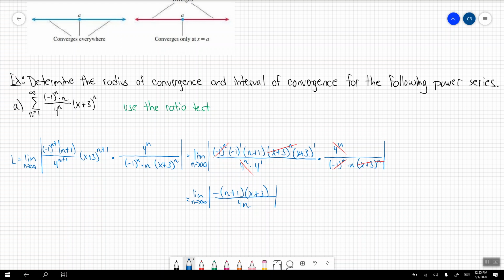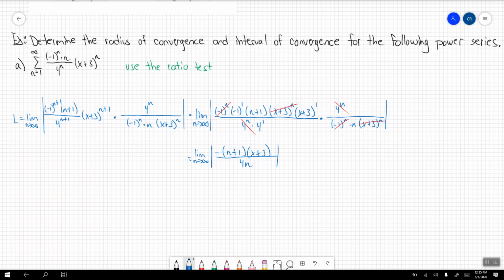Now remember, I'm using the absolute values here, and I'm also going to be using the fact that this limit only considers n values. Now, because that's going to be the case, then that means anything that's a constant can move outside of the limit. So the 4 is a constant here, because again, it's a multiple constant, and we also have x plus 3 to be a constant.